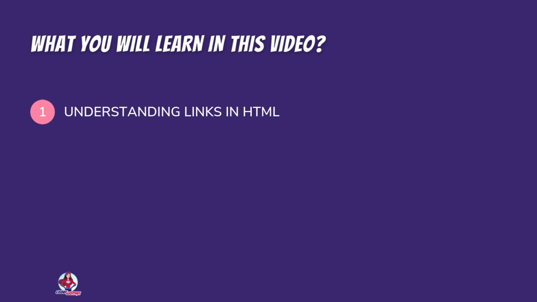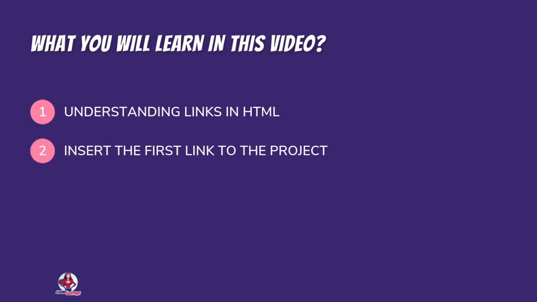We will start with understanding links in HTML. We will talk a bit about their role. We will also learn how to create links, what attributes they can have, and 2 different types of links. We will also use this knowledge to insert your first link to the project.